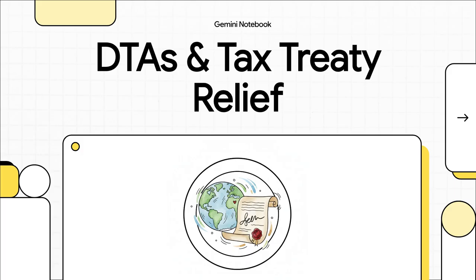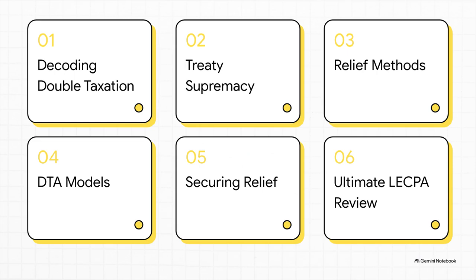Well, today, we're going to wire your brain to master this topic for the next 3 years. We want you absolutely bulletproof on board exam day. We're using study hacks like chunking and active recall to make sure this stuff actually sticks. Let's dive in. Here's our mental map for this explainer. We're chunking this massive topic into 6 distinct levels: decoding double taxation, treaty supremacy and conflict rules, relief methods, DTA models, securing relief, and finally, our ultimate LECPA bullet review.